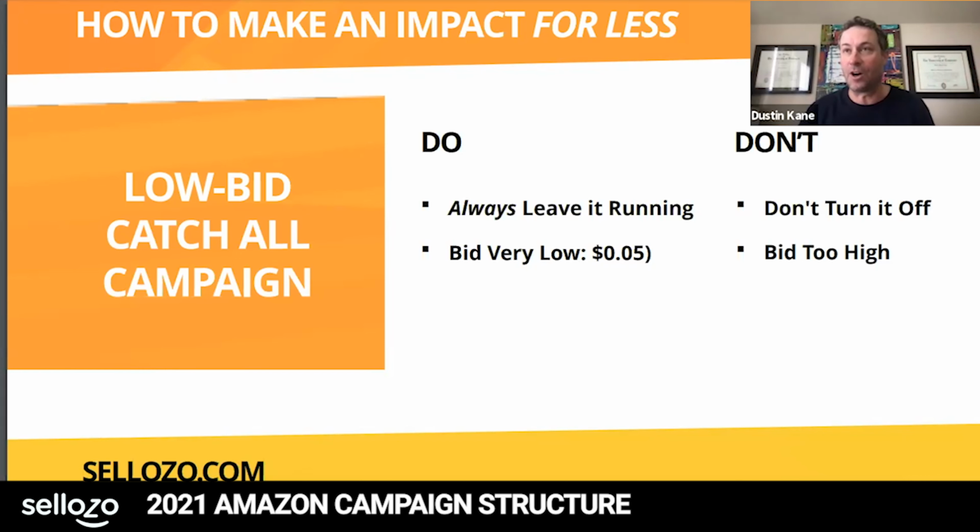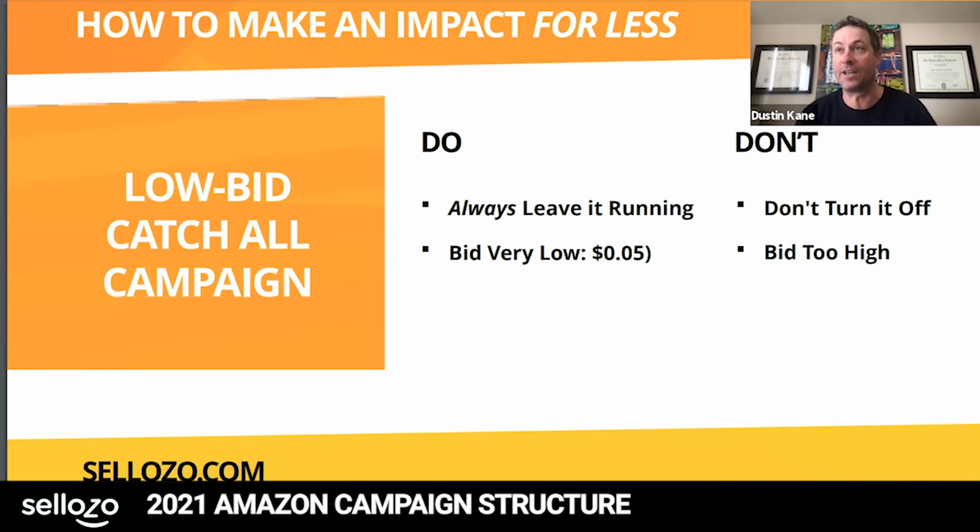And then we'll get a call a week or 2 weeks, 3 weeks later saying, hey, we made so much money off the low bid catch-all campaign. We can sign up for Sellozo, no problem. What a low bid catch-all campaign is, it's an automatic targeting campaign with every product that you have thrown in there, and you set the bid ultra low, 5 cents, 10 cents, something really low, and then you don't touch it. It's amazing.